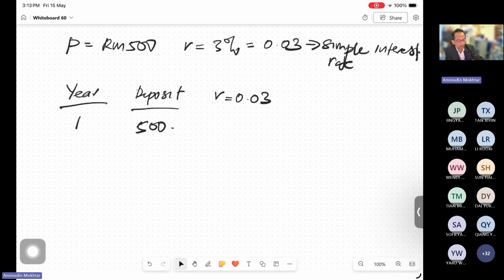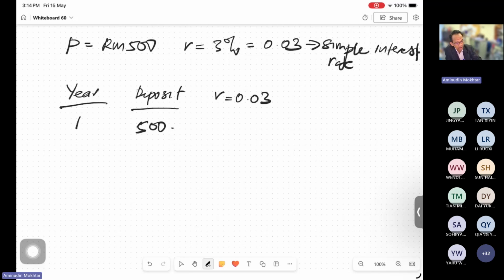At the end of year 1, after 1 year, maybe end of December this year, the bank will pay you dividend 3% per year. This 3% is based on the principal, the original principal. The original principal is 500.